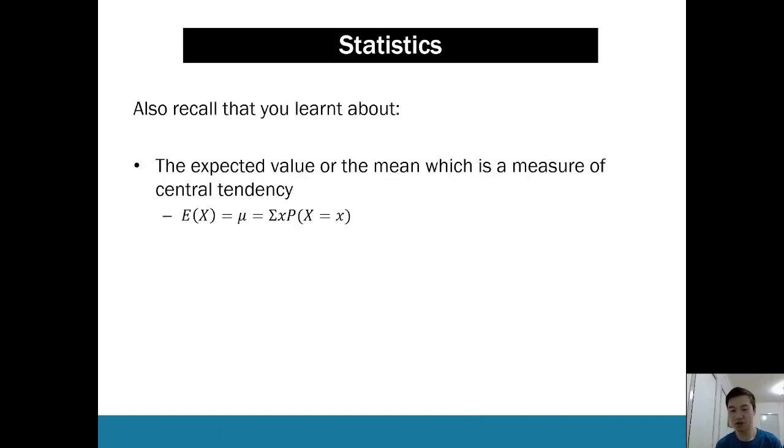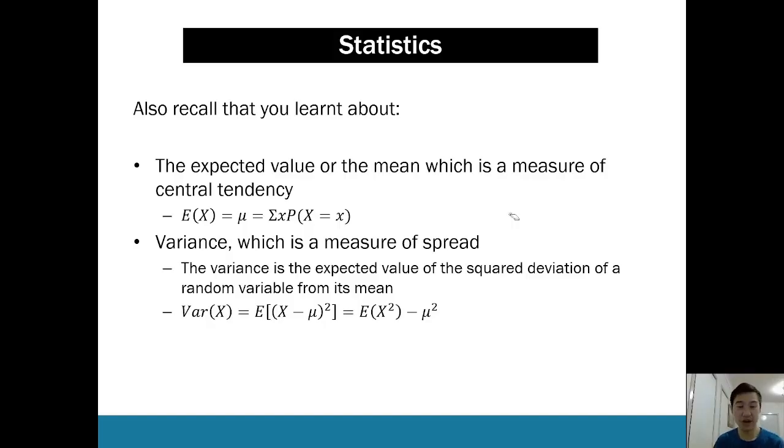And you also learned in Maths Advanced about the expected value or the mean, which is a measure of central tendency. We notate the mean using the Greek letter mu, and to find the mean, we sum all the outcomes multiplied by the probability of them occurring, which gives you the weighted average for the mean.